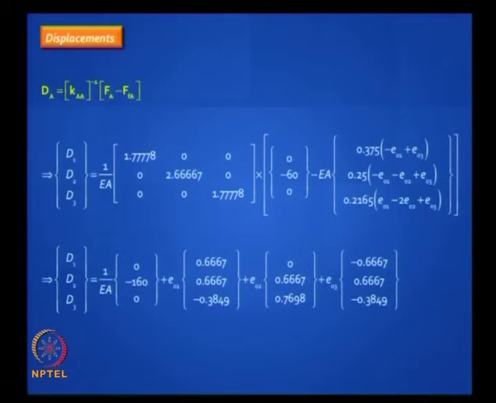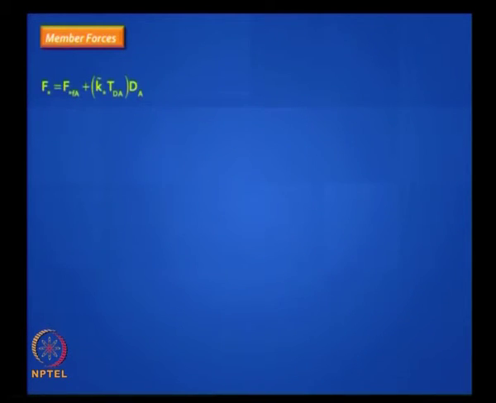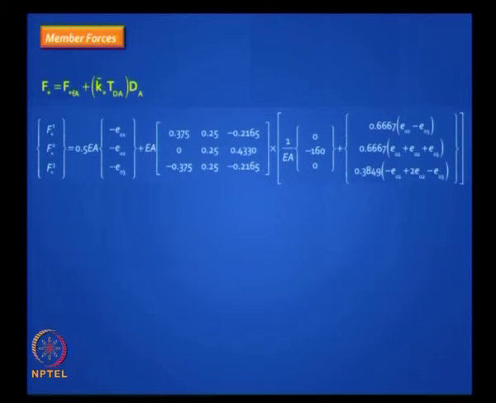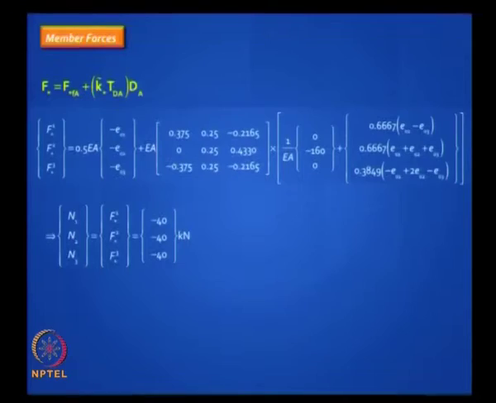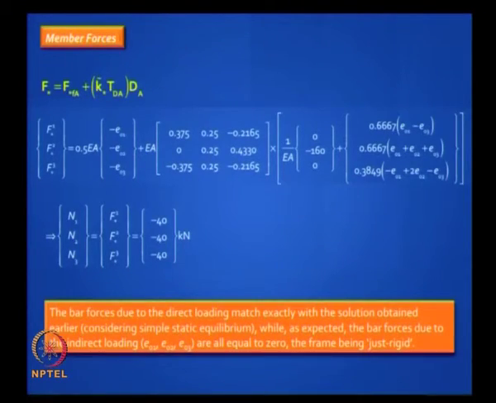Now what should I do with these answers? Put it back and get the bar forces, and that is what you will do, and hey presto, you do not get E01, E02, E03, they cancel out, you get only minus 40, minus 40. This is a fantastic proof that in just rigid systems indirect loading does not change the force field, okay. It is a good demonstration. So the reason is the structure is just rigid.